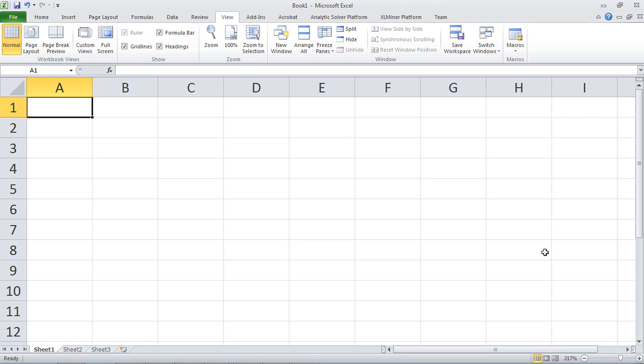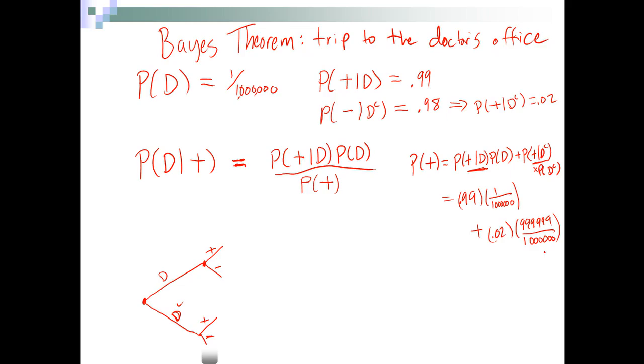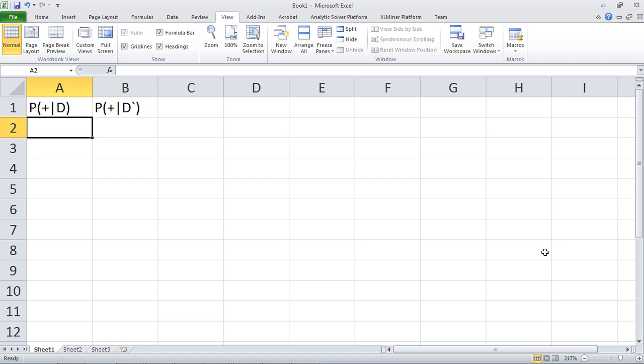We'll say P of positive given the disease. We've got P of positive given no disease. I'm going to write that as D prime. And so this is, what do we have? Probability of positive given the disease. That's the sensitivity, 0.99. The 1 minus the specificity is 0.02, or the probability of a positive test result given no disease.